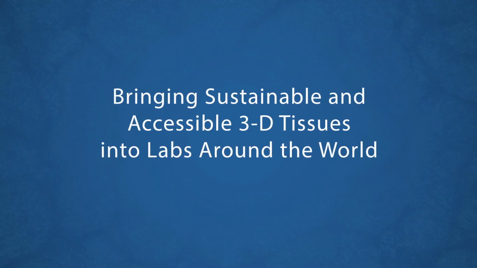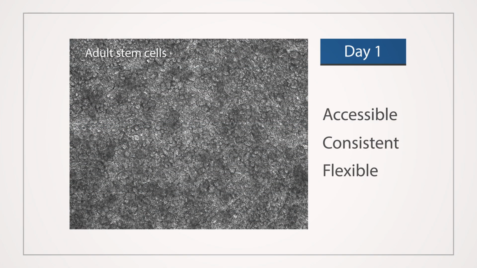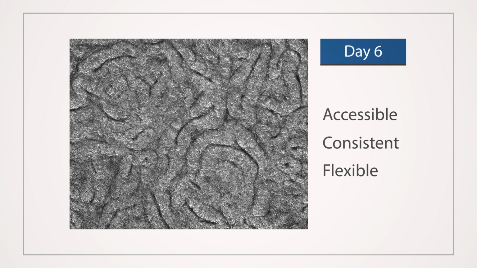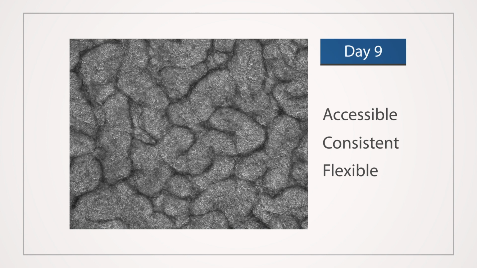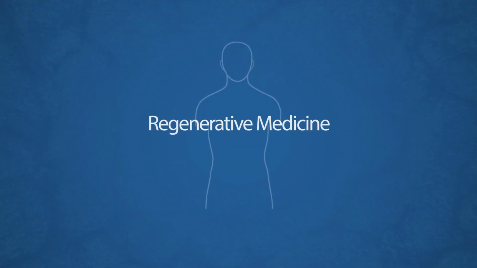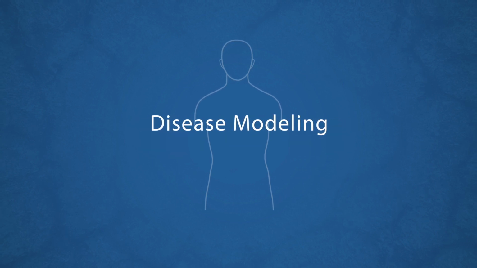Mimex tissue models are designed to bring accessibility, consistency, and flexibility into 3D cell culture research. By offering a full set of reagents to isolate, expand, and differentiate tissue-specific stem cells, the Mimex system is primed to transform the use of 3D tissue modeling for drug discovery, toxicology screening, regenerative medicine, biomarker discovery, and disease modeling.